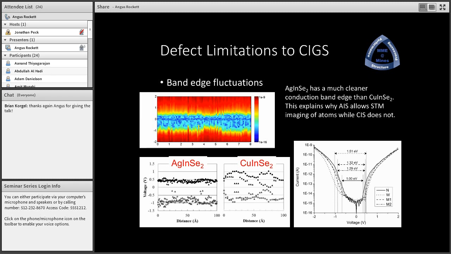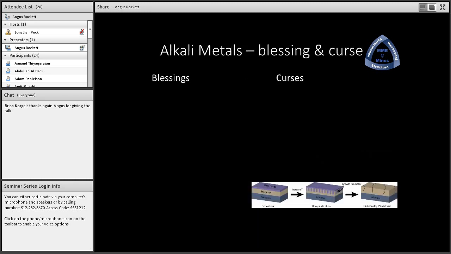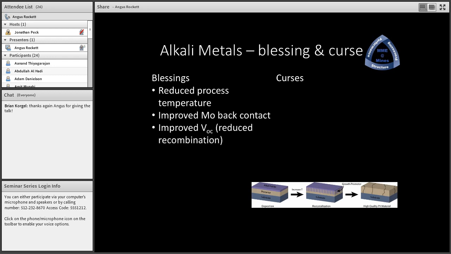So both the sort of known defects that are in the gap, the 240 millivolt state, the 600 millivolt state, and the approximately 1 electron volt state, all correlate with device performance. Band edge fluctuations also correlate with device performance.